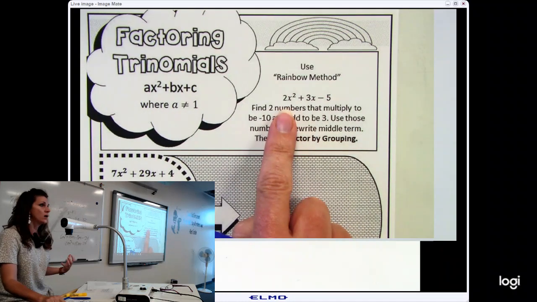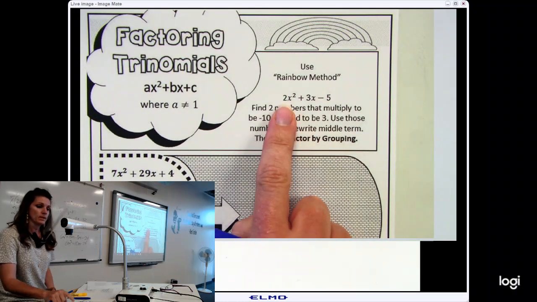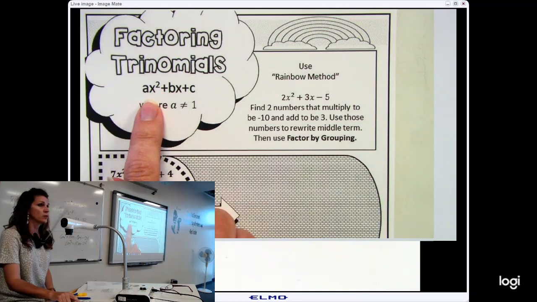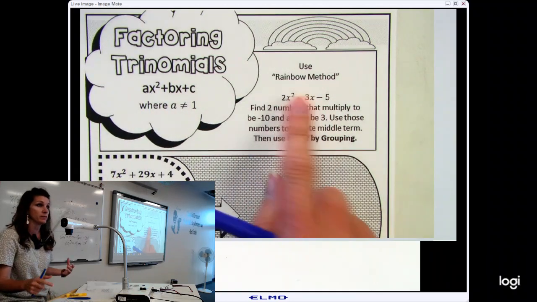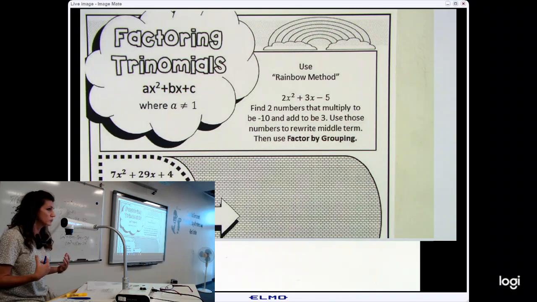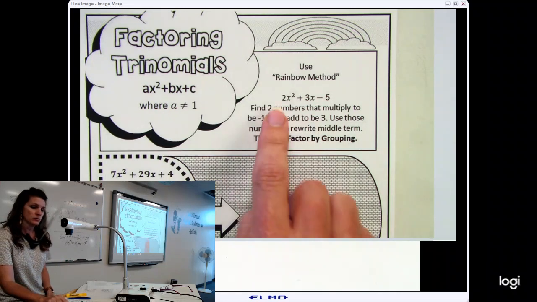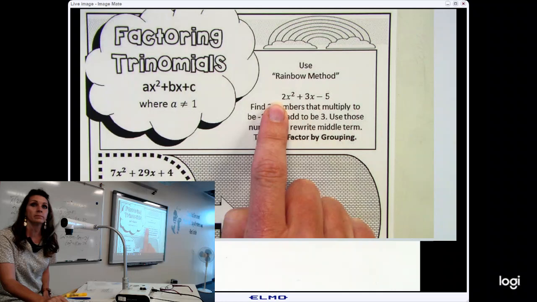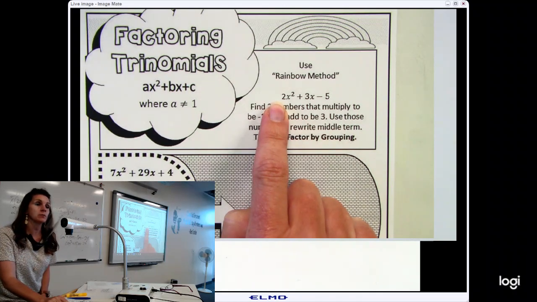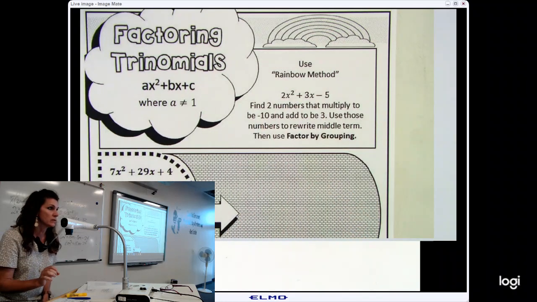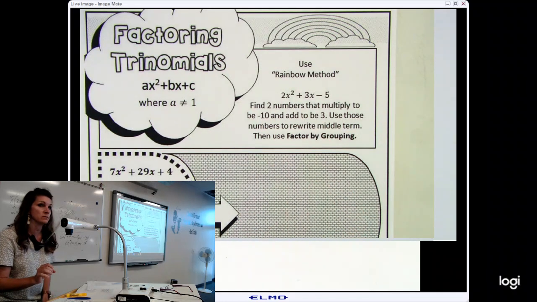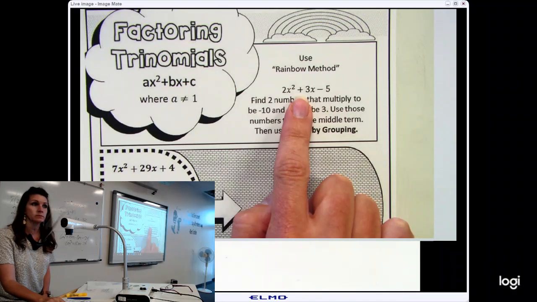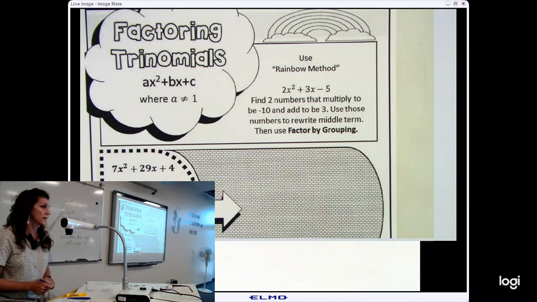And just like I called double distributing FOIL, sometimes when I ask you to factor trinomials, I'll tell you to use the rainbow method. And I want that to just kind of remind you of what we do, okay? So whenever there's a number in front of x squared, you've got to stop and realize you guys started to get really good at the shortcut over the past couple of days, didn't you? You found two numbers, put them in the parentheses. There's no shortcut here. You've got to remember there's no shortcut. So this is what you do.